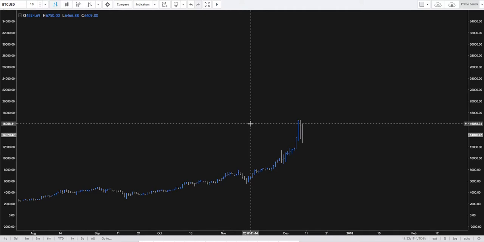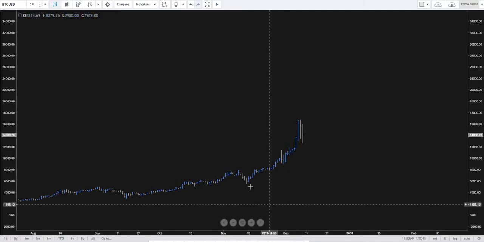Okay, good morning. Today we're going to take a look at how do I find targets on Bitcoin or any other asset. How do you find the targets that you're looking for? To do that, I'm going to demonstrate on this Bitcoin chart. This is a 1-day chart of Bitcoin, and I'm going to use a combination of tools. I'm going to use Elliott Wave and Fibonacci.